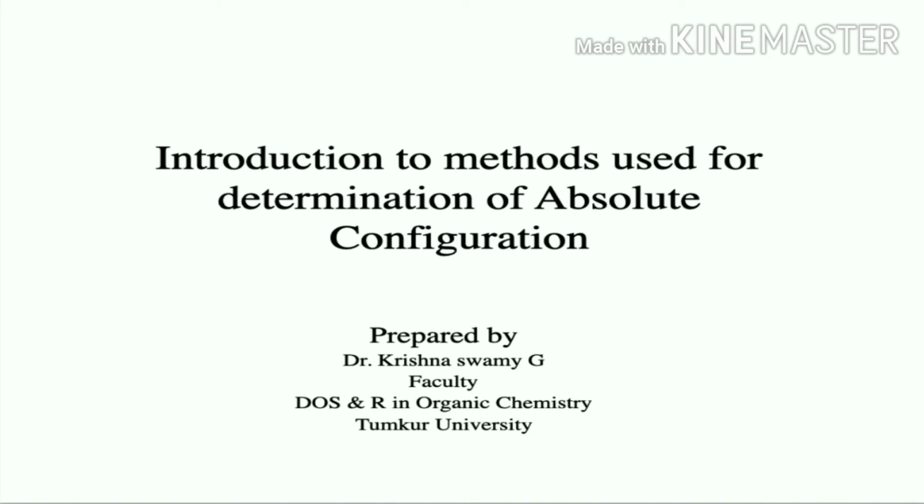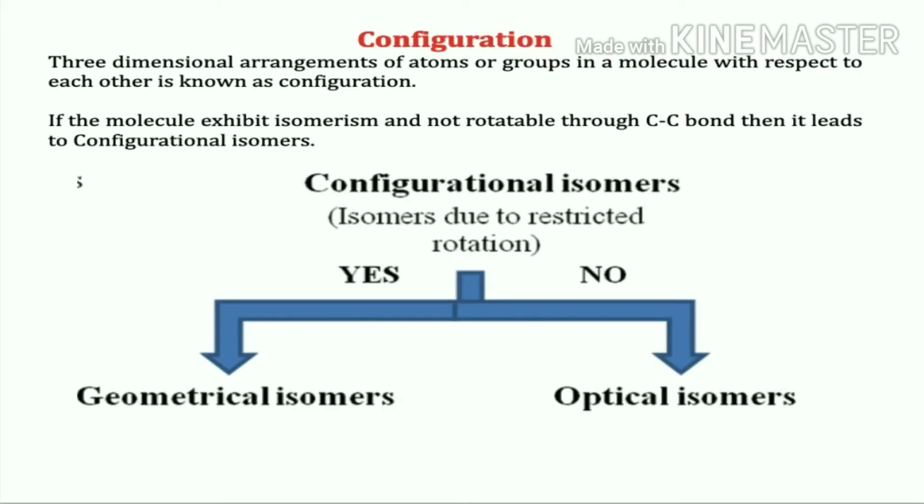Today I am here to discuss the introduction to methods used for determination of absolute configuration. It is a stereochemistry topic. We are going to see what methods are used for the determination of absolute configuration, and I am going to give the introduction. Before going to the actual topic, we need to know the definition, types, and what the methods are. Then we will see how to determine. So it is just an introduction lecture.